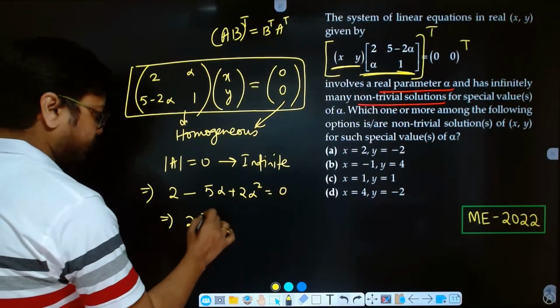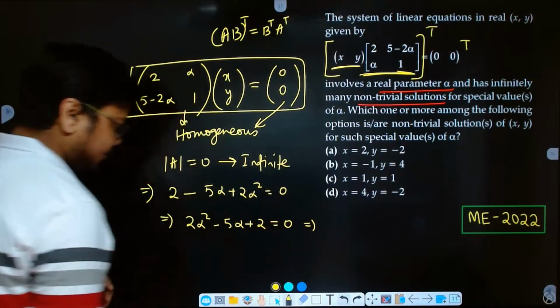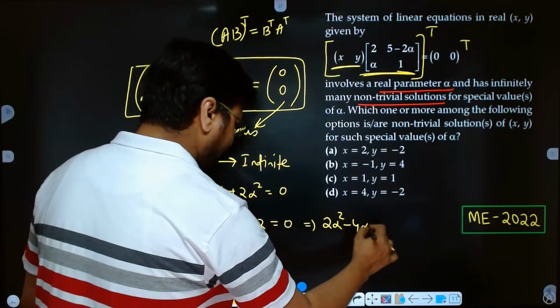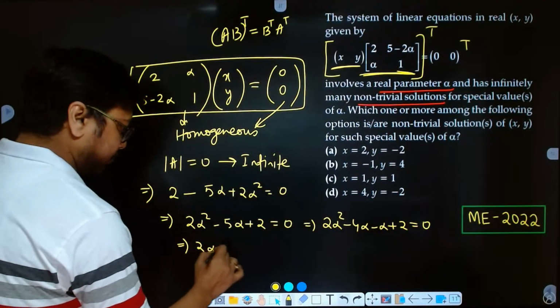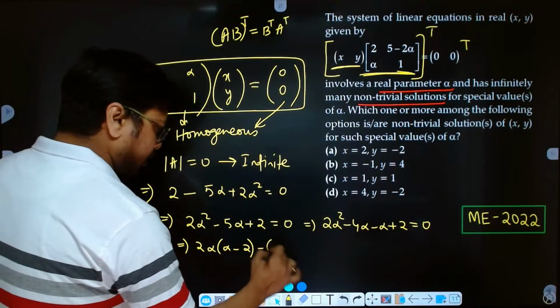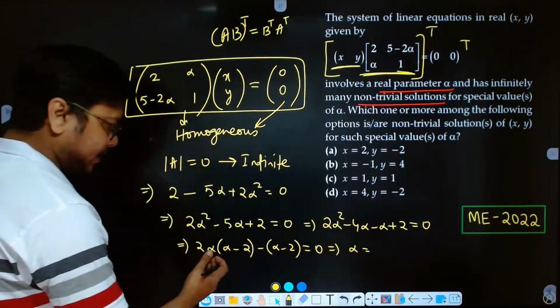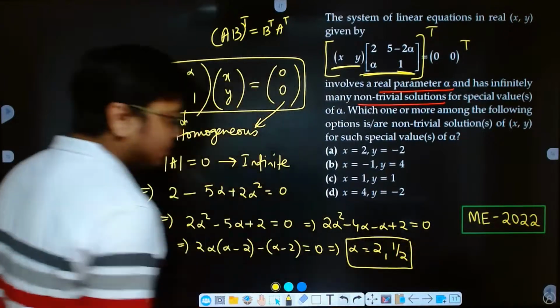So 2 alpha square minus 5 alpha plus 2 equals 0. So we can get this factorized. 2 alpha square minus 4 alpha minus alpha plus 2 equals 0. So that would be 2 alpha common, alpha minus 2 equals 0. So alpha value would be 2.5.